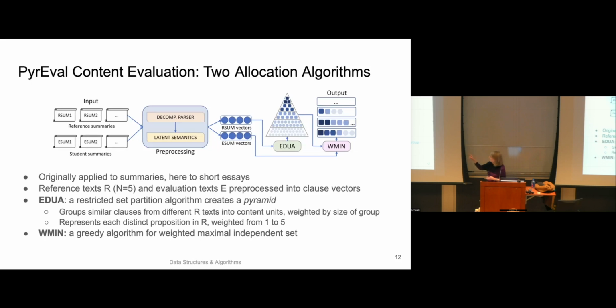So we get our vectors from the reference text, and we get our vectors from the text to be evaluated. Then we have these 2 algorithms. EDUA is a restricted set partition algorithm that creates a pyramid, which is across our n reference texts, take the ideas in the first text and see how many of the other texts also mention that idea.